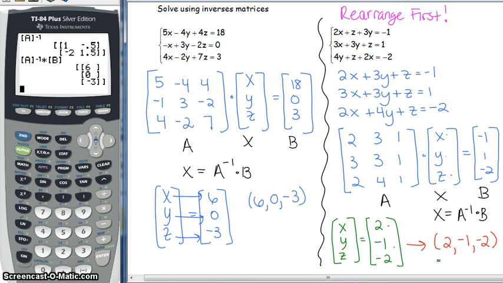Alright, what we're going to do tomorrow in class is apply this to word problems, which will be on your test. But for today, we are done.